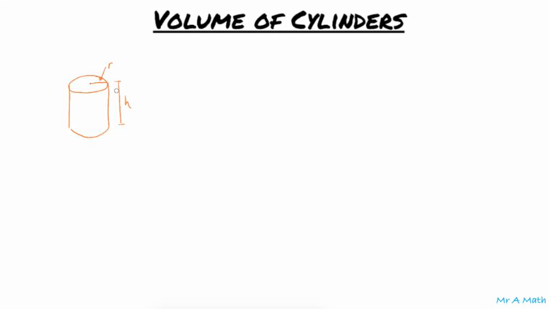Hey guys, so today we're going to be looking at volumes of cylinders. If you remember about volumes of prisms, the volume of any prism type shape is the area of the base times the height, or the distance between the bases. So remember, this is talking about area of the base, and this is talking about the height or the distance between the bases.